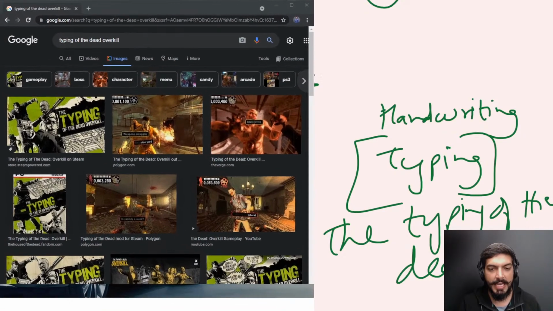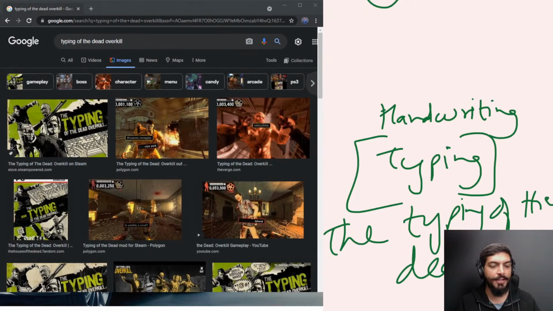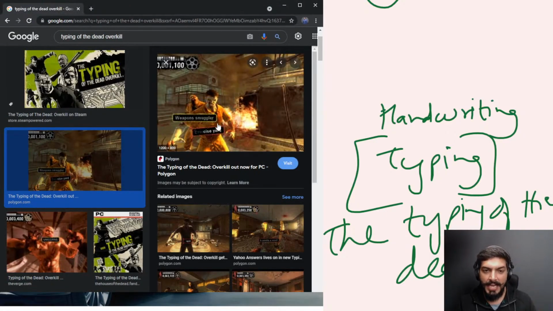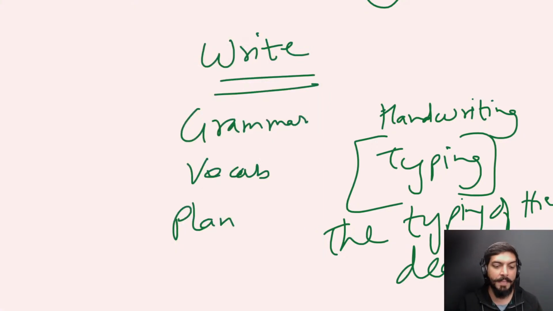This is the Typing of the Dead game. As you can see, there are some texts mentioned there. There are some spellings. For example, this one, they are asking to type weapons smuggler. Second one is exercise yard. If I type it quickly before the zombie comes to me, I will release a bullet and the zombie will be dead. This is what we call Typing of the Dead. Amazing game in order to enhance your typing speed.